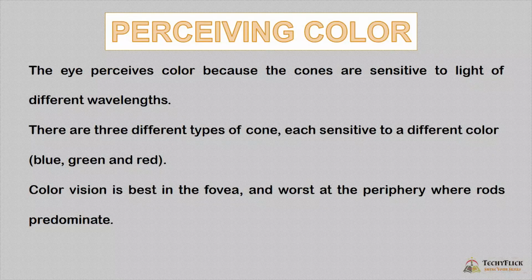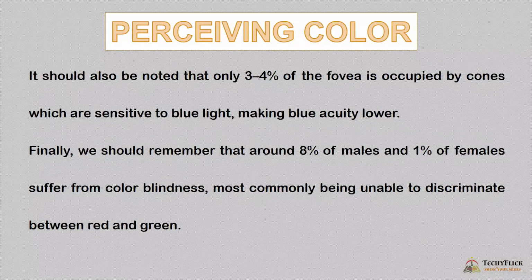Color vision is best in the fovea and worst at the periphery where rods predominate. It should also be noted that only 3 to 4% of the fovea is occupied by cones which are sensitive to blue light, making blue acuity lower. Finally, we should remember that around 8% of males and 1% of females suffer from color blindness, most commonly being unable to discriminate between red and green.